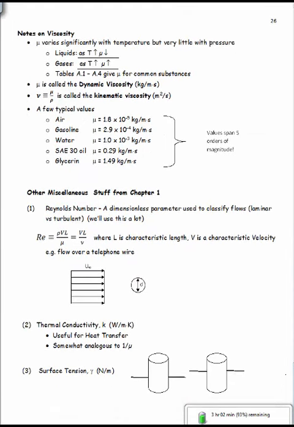All right, a few last minute notes on viscosity. Remember, viscosity varies with temperature a lot, but the weird thing is with liquids, as you heat up liquids, the viscosity decreases, but the opposite happens with gases. Okay, kind of weird, but that's the way it is.